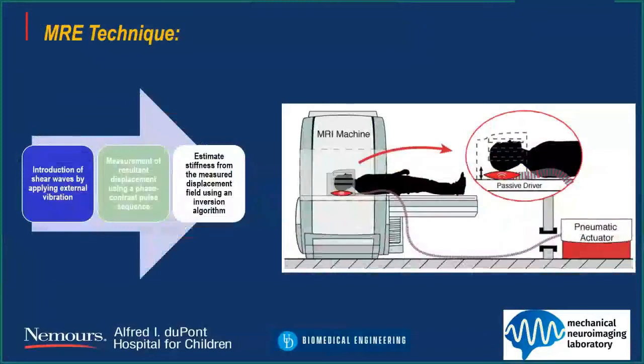So looking at the MR elastography technique, it essentially has 3 steps. First step will be introduction of shear waves by applying external vibration. Second step will be the measurement of resultant displacement using phase contrast pulse sequence. And final step will be estimation of the actual stiffness of the tissues using inversion algorithm.